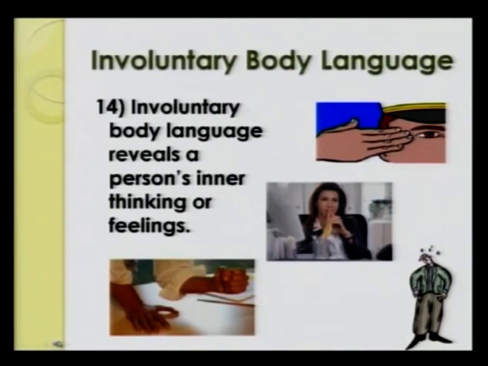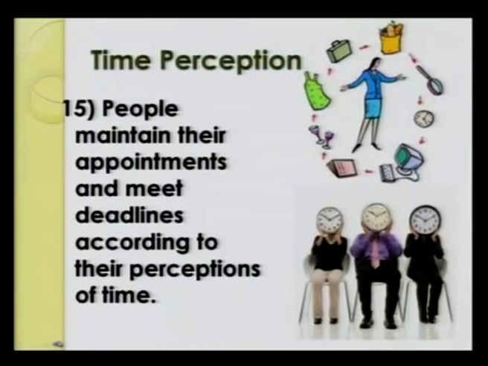Done. Shall I go to the next one and the last one in this round of questions in the preview quiz? The last one is about time perception. Question number 15. It simply says people maintain their appointments and meet deadlines according to their perceptions of time. So, I repeat, people maintain their appointments and meet deadlines according to their perceptions of time.